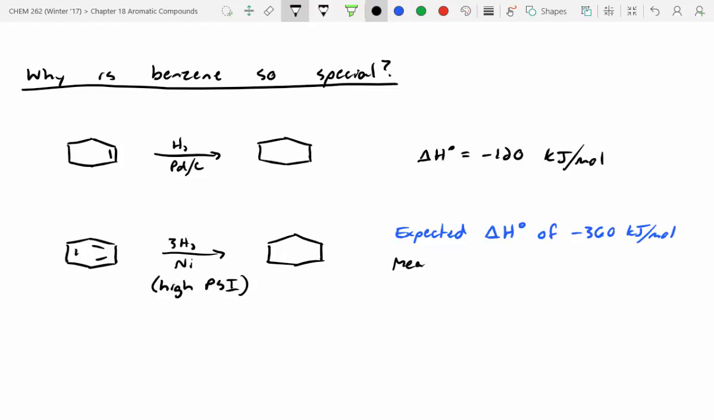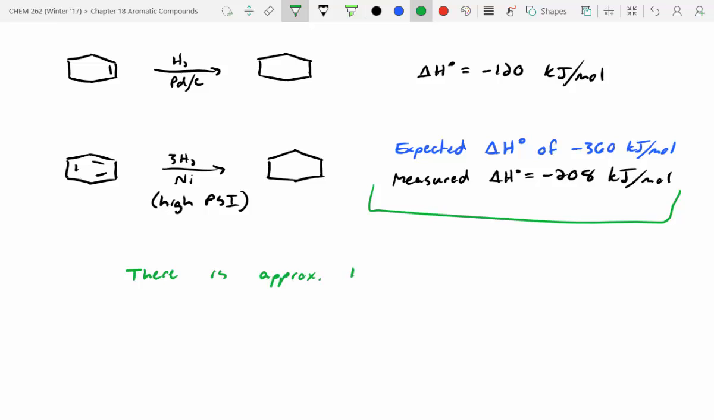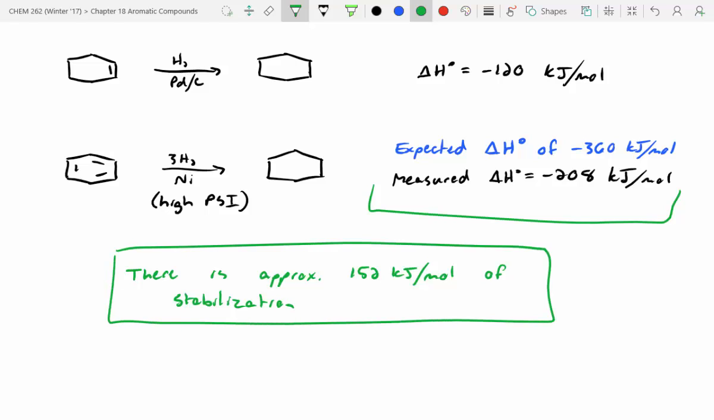However, when it's measured, delta H naught for the system is actually -208 kilojoules per mole. So what does this mean? This experiment essentially says that there's something special with benzene, some sort of stabilization, and it says that there is approximately 152 kilojoules per mole of stabilization. Yeah, that's a lot. Which means that benzene doesn't do the same reactivity that a normal alkene does, right?